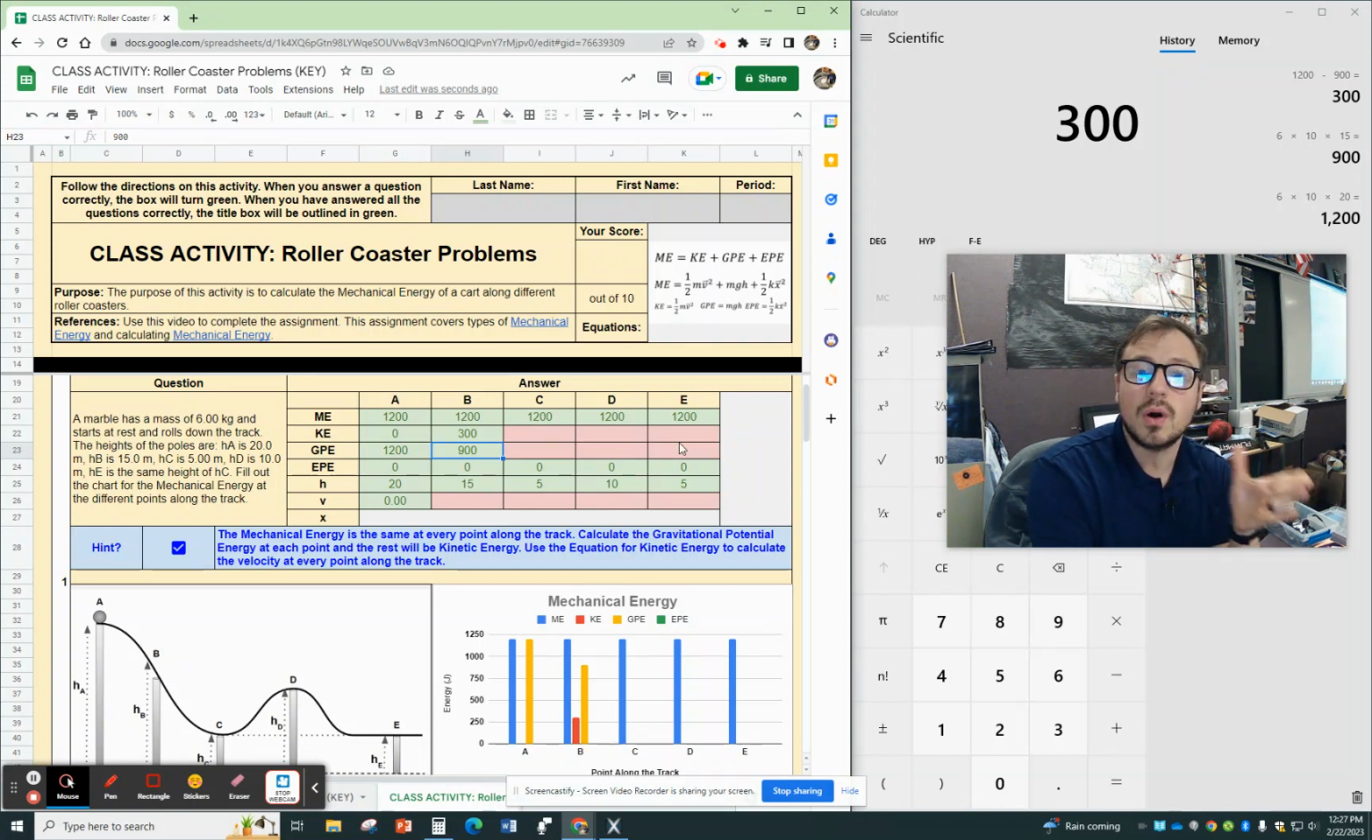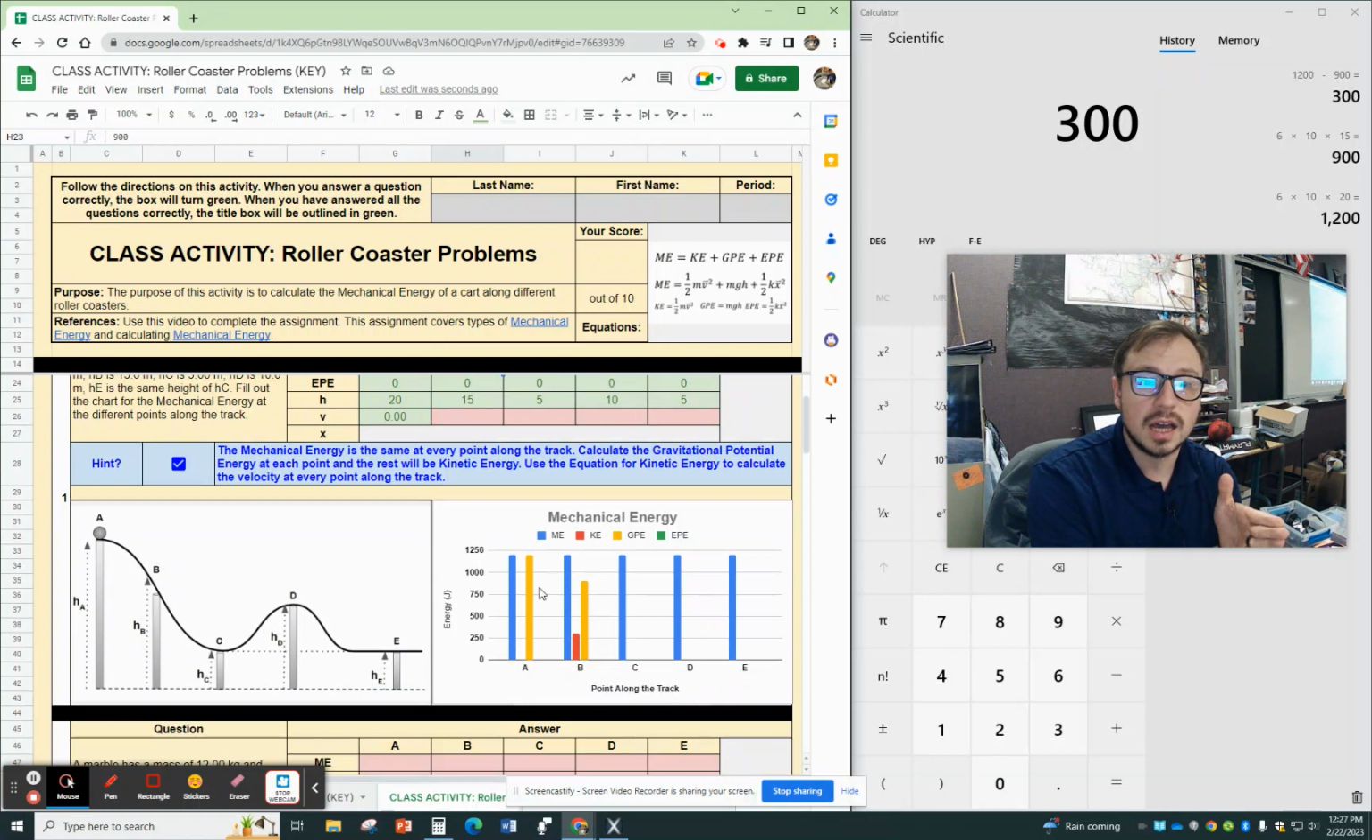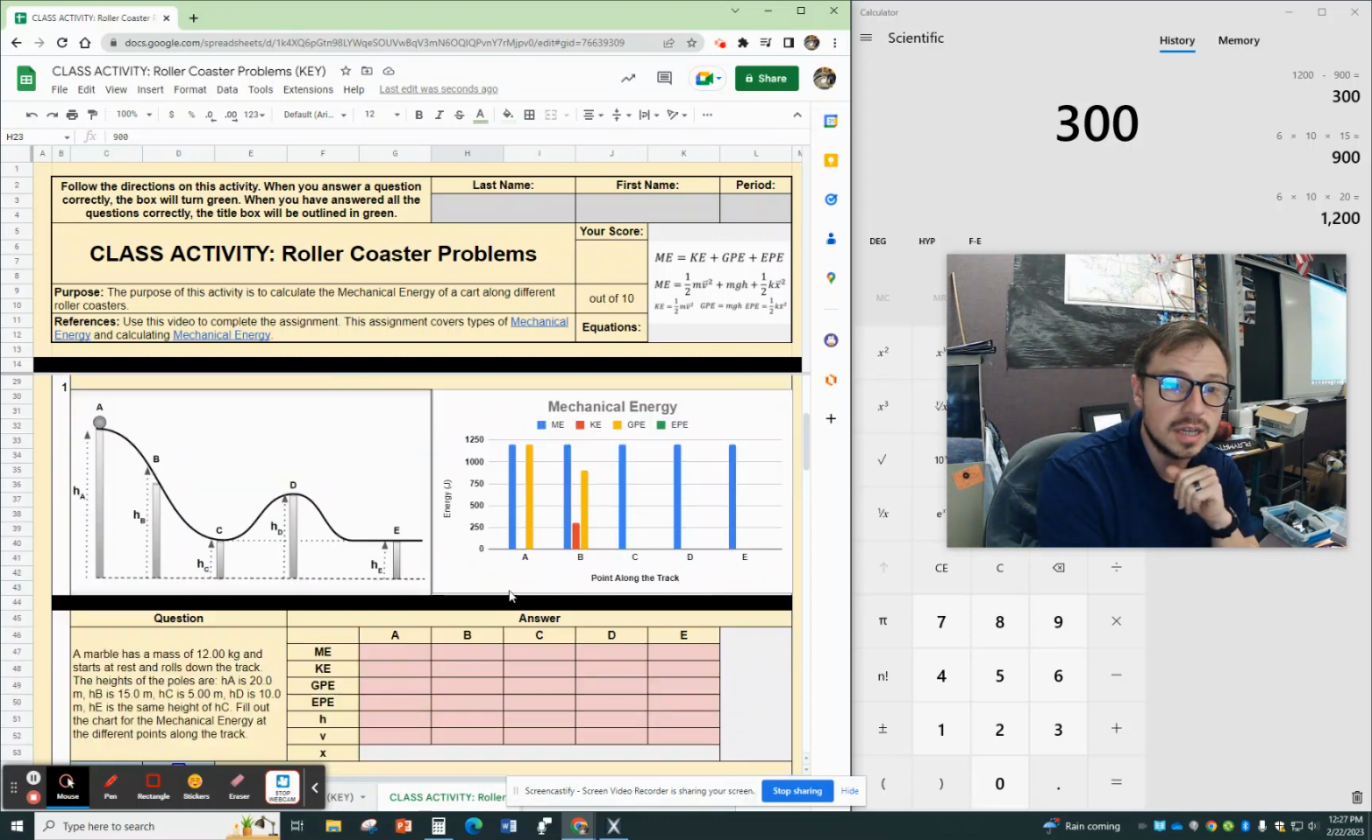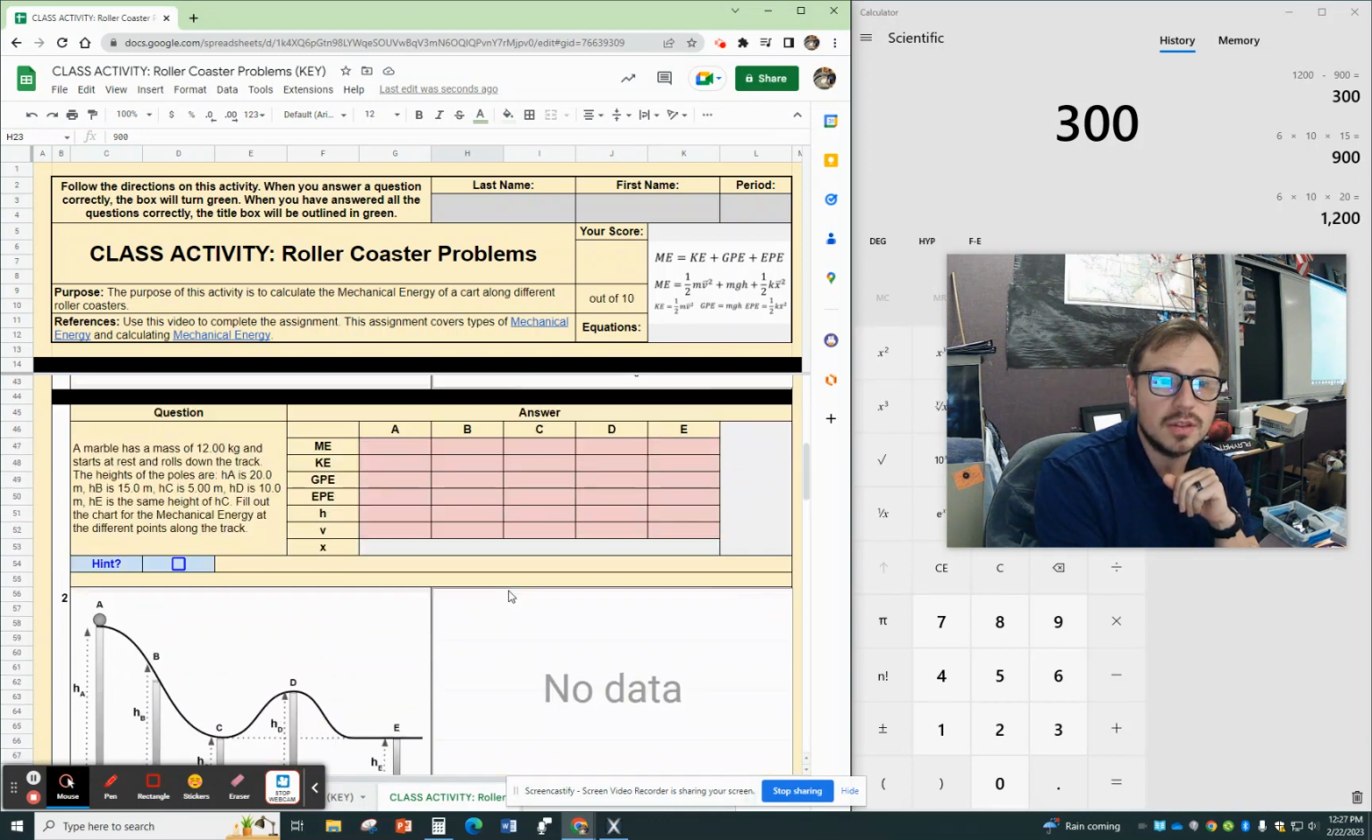So that's what you're going to do for all of these points. And you'll see I like this because it's got the graphic here of what this roller coaster is going to look like with the track, and it's going to automatically update a graph so I can visualize the different forms of energy. But I know the mechanical energy is going to remain the same. The total amount is going to remain the same. So you can see that there's another problem.